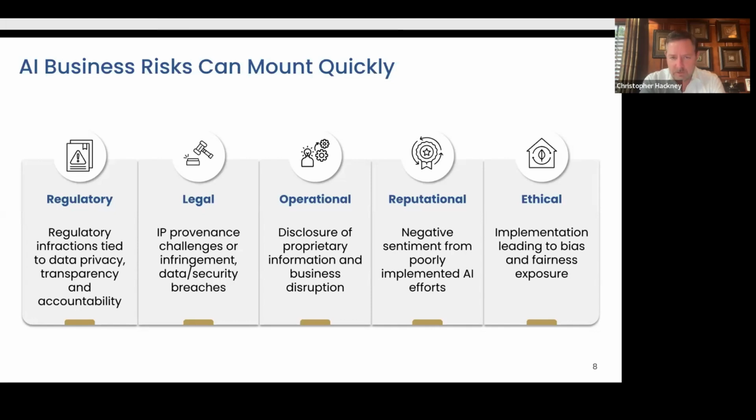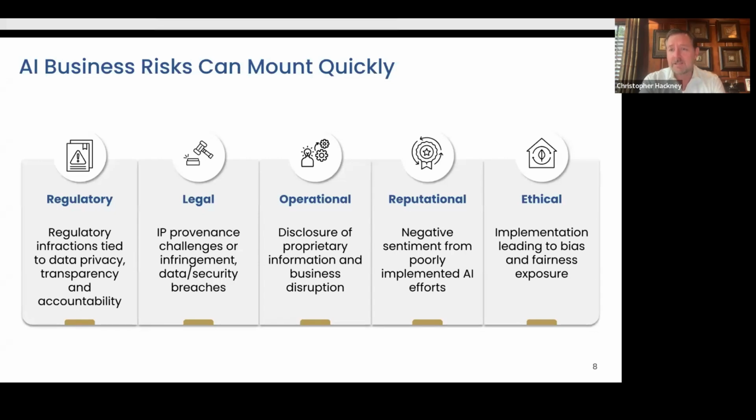The third is operational risk. There is a real risk of disclosing proprietary information that should not be disclosed to outside systems, and business disruption if AI is not implemented properly. Next is reputational risk. There is a risk of negative sentiment from poorly implemented AI efforts for everything you do. The idea of how this helps the company is important, but also important is how is this AI going to reflect on the company and our values?